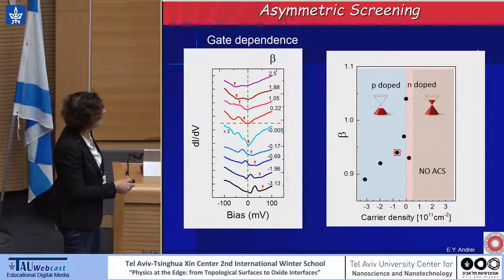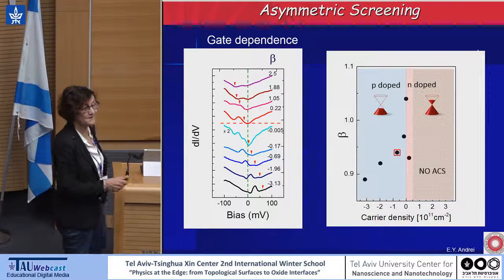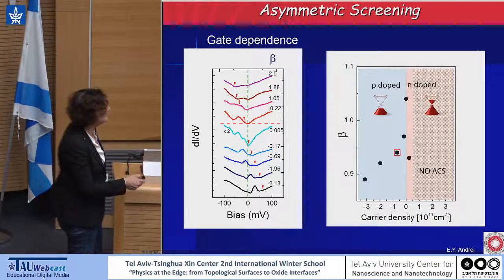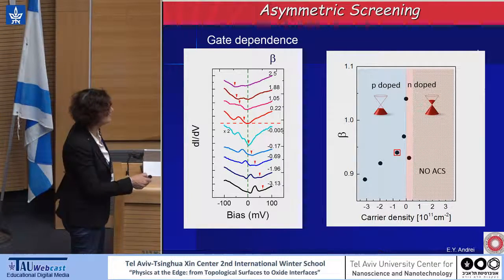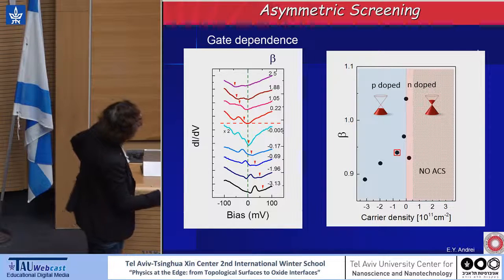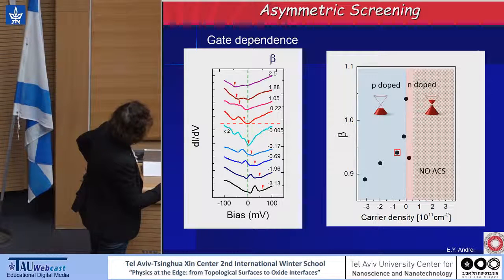And this red square here is where the Fermi energy coincides with the collapse resonance. So on the left side of the red square, the Fermi energy is below the resonance, and on the right side, it's marching above the resonance.